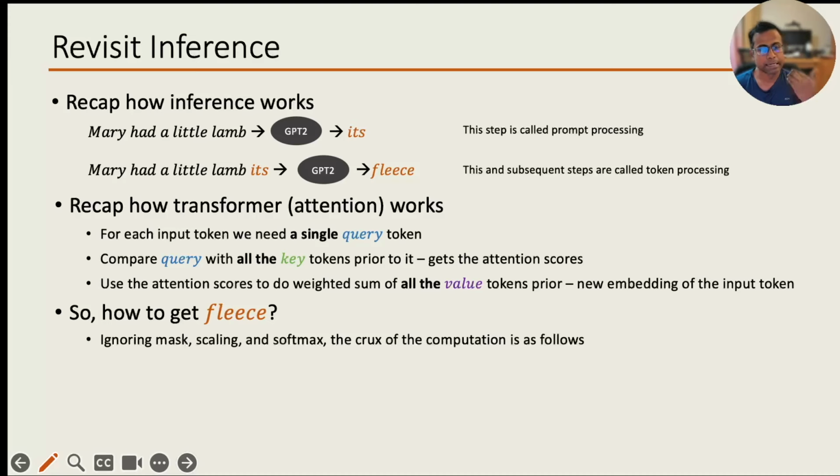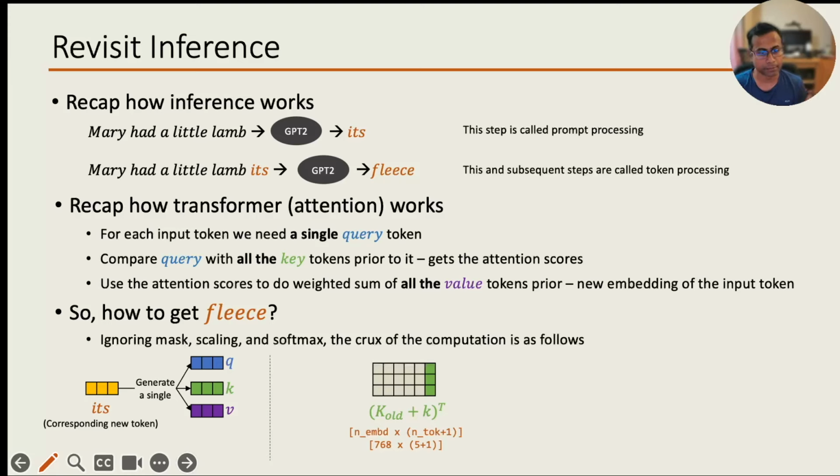Now how do we get the next token? Let's say we got the first token eats, but what happens when you run it again with the input prompt now being Mary had a little lamb eats? How do you get the word fleece? If you ignore a lot of the details, the last token was eats. Now we are going to generate the token fleece, and how it will happen is we will again generate the Q, K and V tokens for the token eats, and then compare with everything that was before eats. Remember, this is now in the token phase.